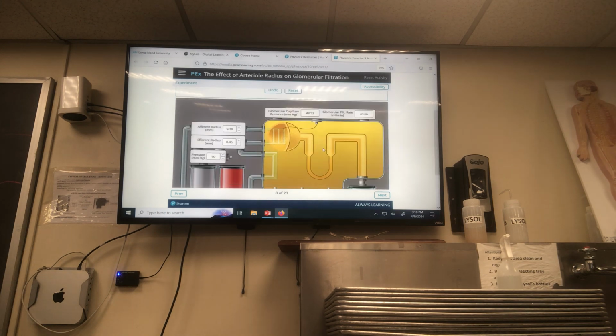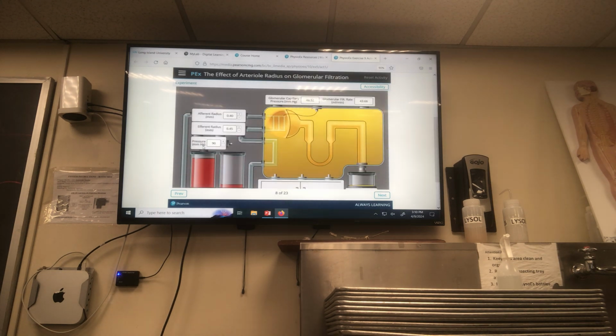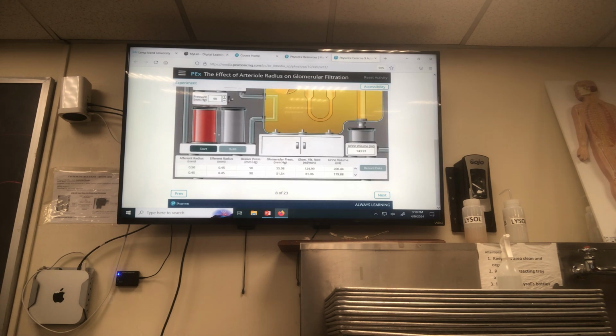Okay, now let's go down to 0.35, which is the last one. Click on refill. You've refilled everything. Now we go down to 0.35. Now click on start.